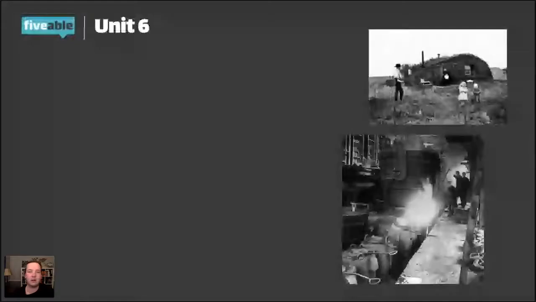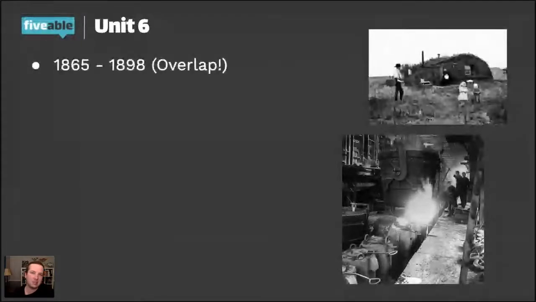So Unit 6 is going to involve some overlapping dates. 1865 is the end of the Civil War, but also the start of the Industrial Age, or the Gilded Age. And it goes until 1898, which also overlaps with period 7. 1898 is the Spanish-American War, but it's also 2 years after the election of McKinley, and it's just a handy marker, mostly because of the Spanish-American War.